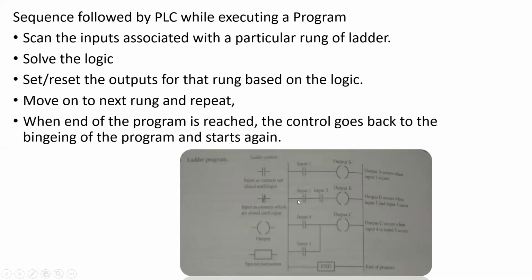Similarly, this is the AND logic. If 1 and 3 are high, output B will be high. Similarly, this is an OR. If either of input 4 or 5 is high, output C will be high. And in the end, we will use the NOT statement. Here we can see the input signal for a contact that is not closed until input, which means that as long as the input is low, the output will be low. As soon as the input goes from low to high, the output will change its state, or it will go from low to high.